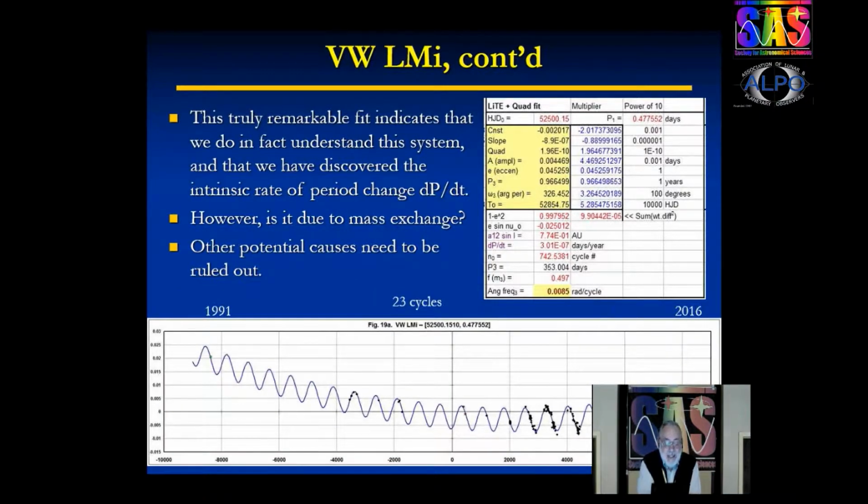This is 23 cycles, and the data is nailed. This is the most impressive O minus C plot I've ever seen. So the points, there's one here, and these guys fit here and there and there and there. They're all right on the curve. So the eccentricity is 0.04, so it's virtually circular. And I think we can say we understand this star system.